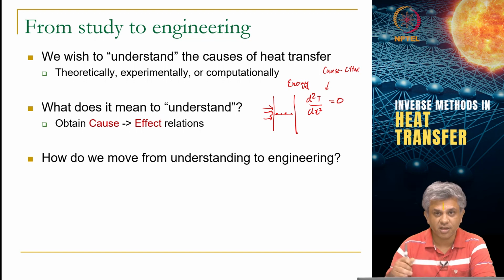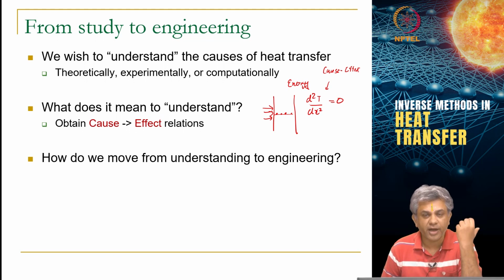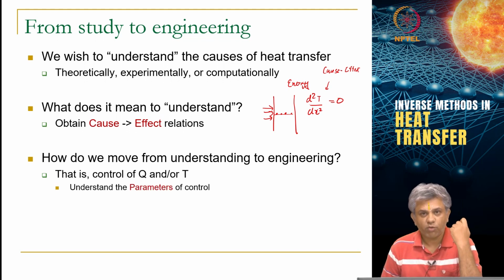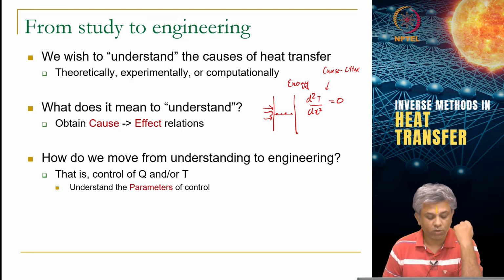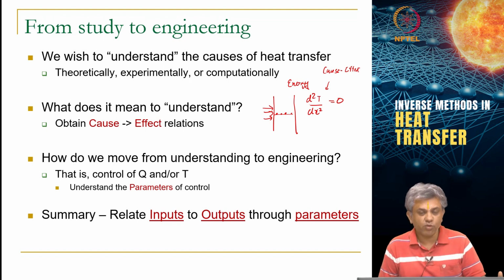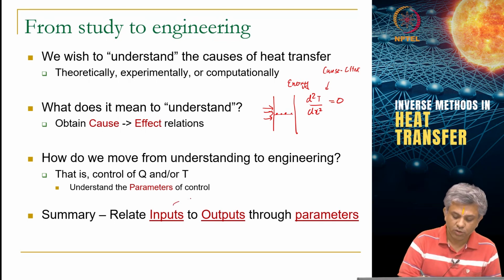But engineering is a little bit more subtle. We are not satisfied with just this. I simply do not just want to predict what happens here, but I wish to control it, as we saw earlier. We want to control Q and temperature. Now, what you need to do in order to control is to understand the parameters that control it. So, overall, when you look at engineering, you want in some sense to parameterize the input output relationship through some parameter.